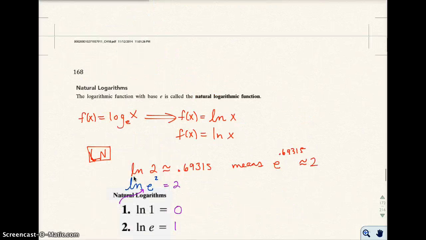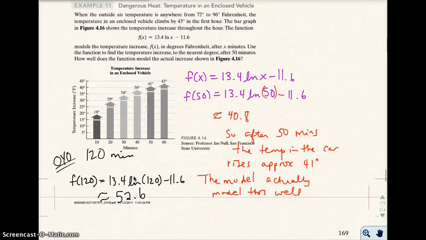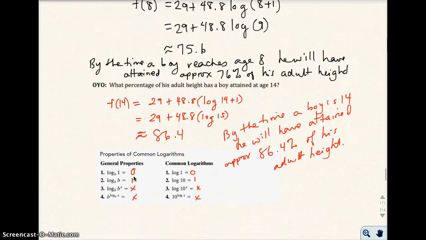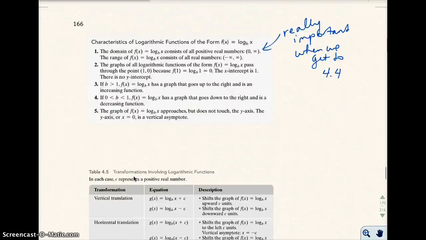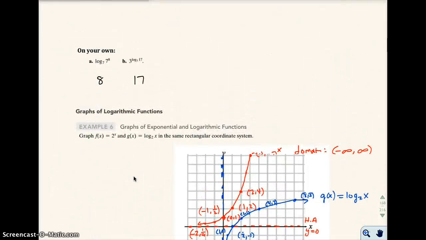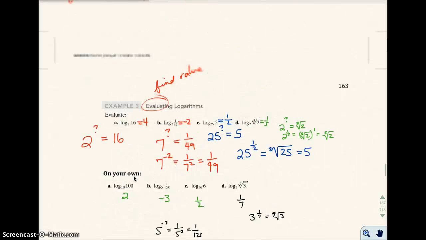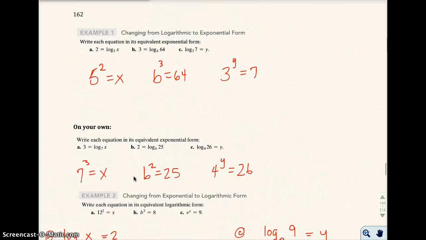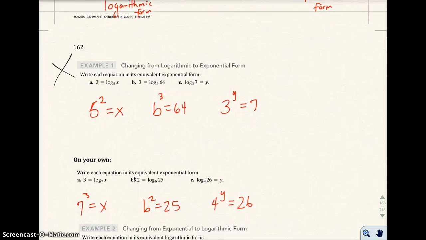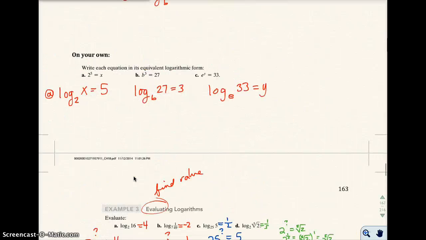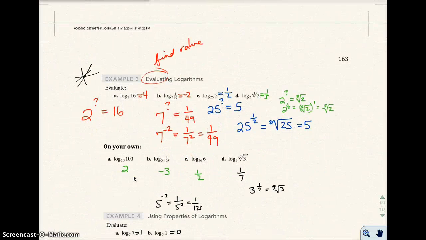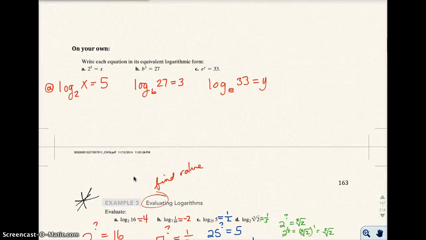Now, this is the end of section 4.2. If you have any questions, make sure you let me know. It's really important, especially in the examples up here at the beginning of the section, example one, example two, and example three. Those are the examples where, if you were in class, I would give you a quiz over these. You need to know how to do these instantly. You don't need to look them up. You should be able to go back from logarithmic form to exponential form and vice versa really quickly.